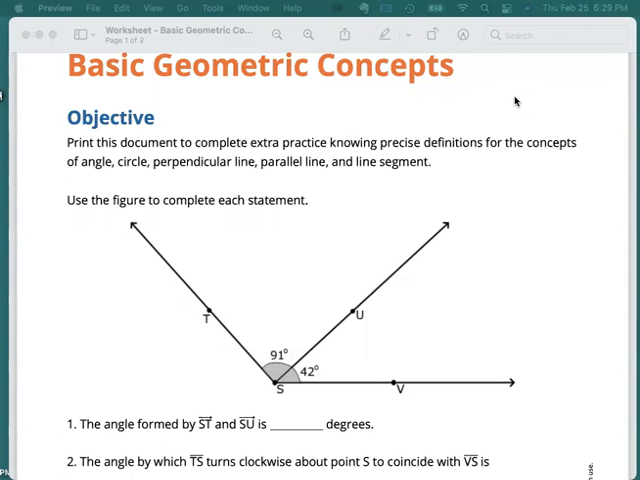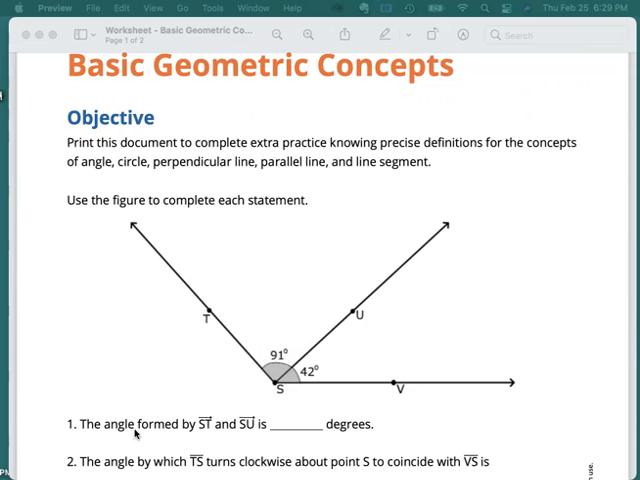Okay, more Geometry A, Unit 1. This is the Basic Geometric Concepts Worksheet. So we have this figure here, and we have some angles, and we're going to answer the questions.